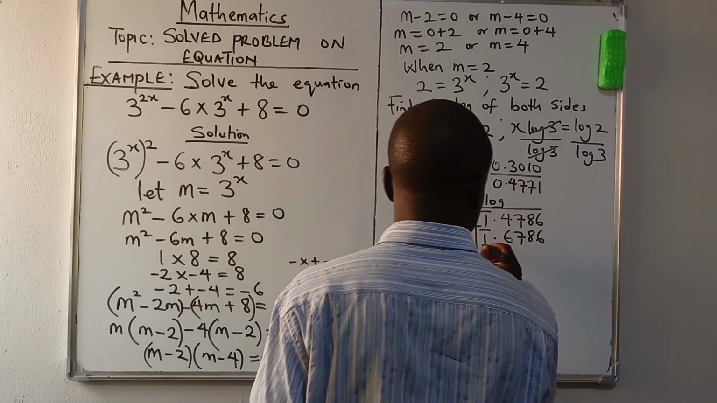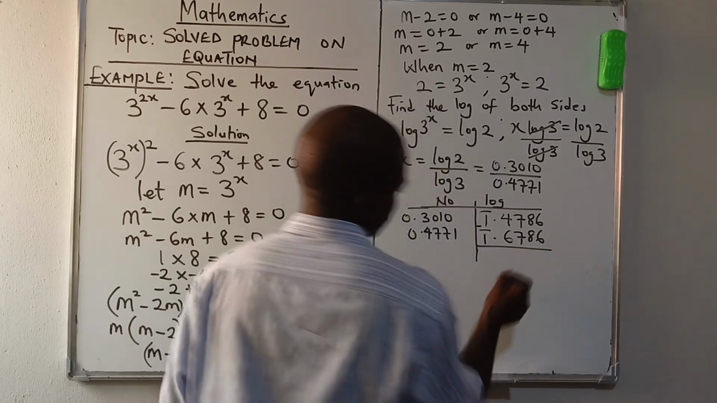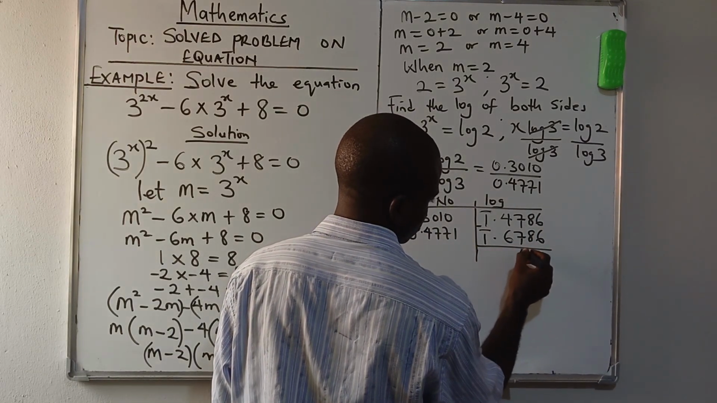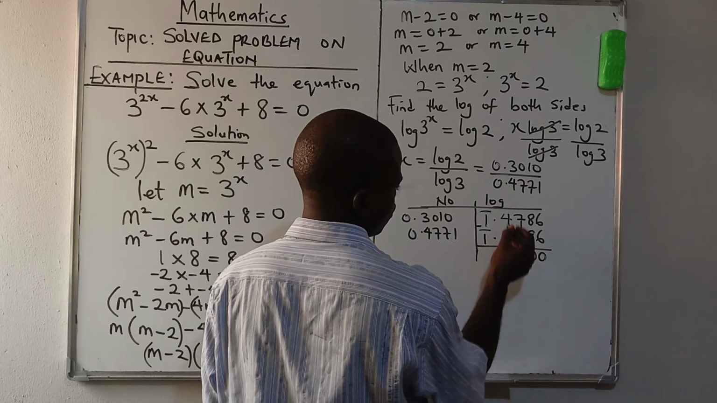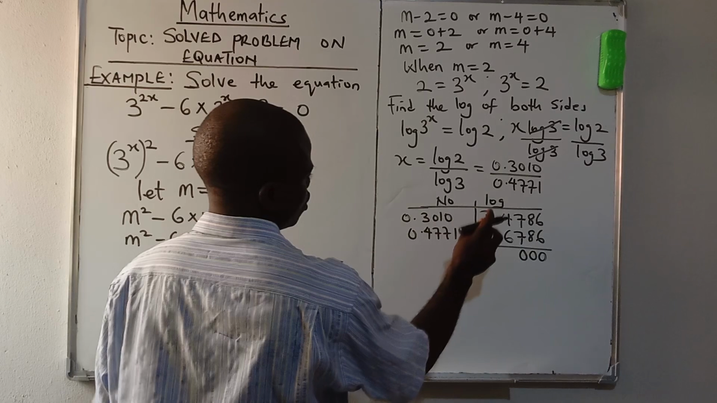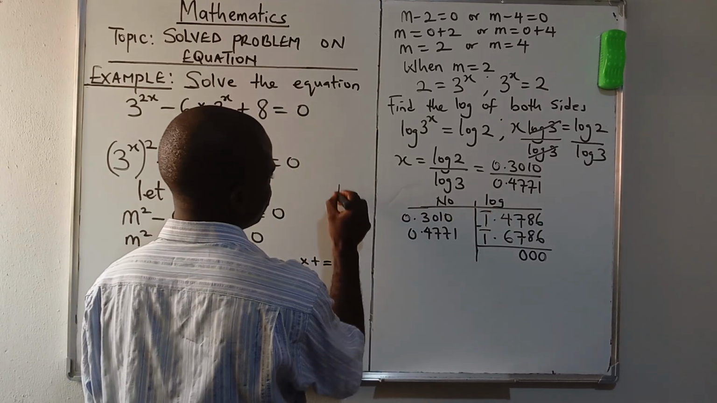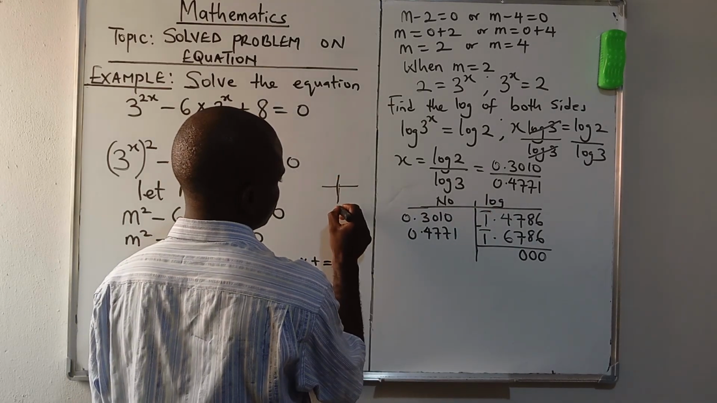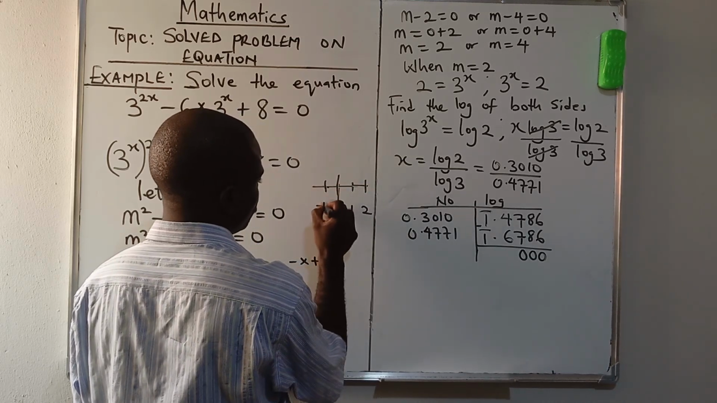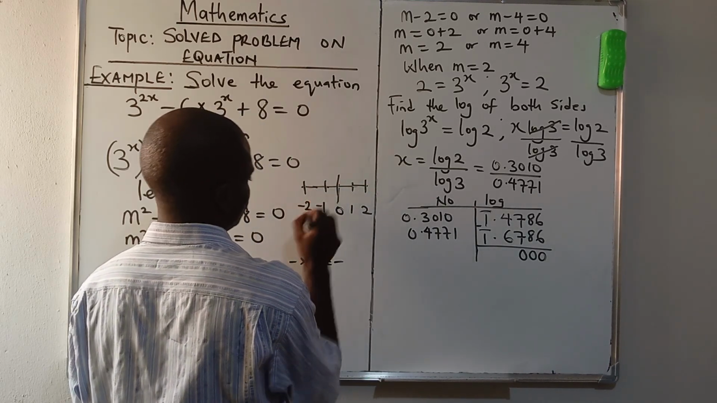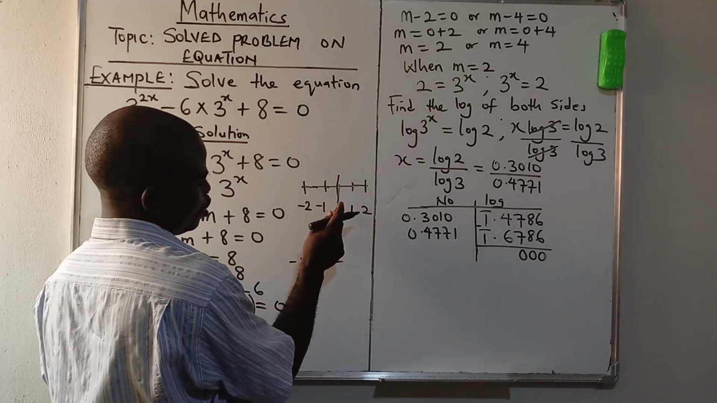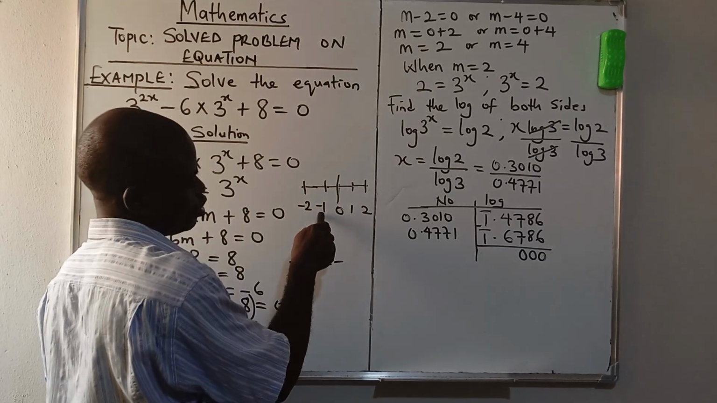Don't forget division is subtraction. 6 minus 6 is 0, 8 minus 8 is 0, 7 is 0. Now 4 minus 6 is impossible. Borrow 1 from bar 1. You follow your number line. This is 0, 1, 2, bar 1, bar 2. When you borrow 1 from 0, you come to the negative side.